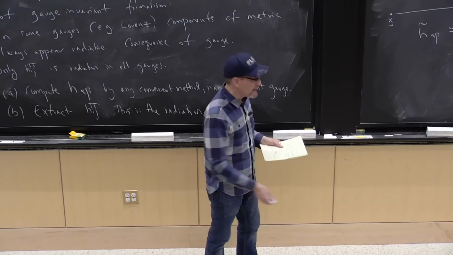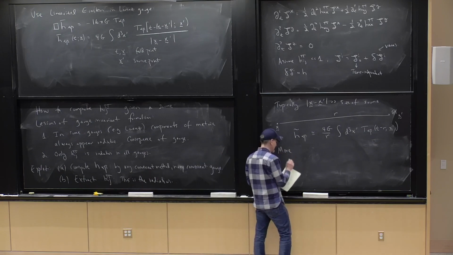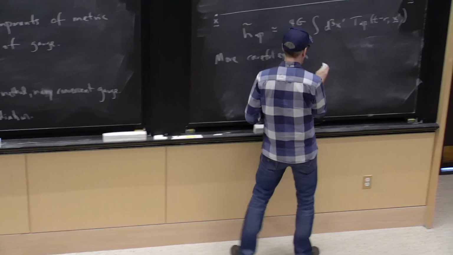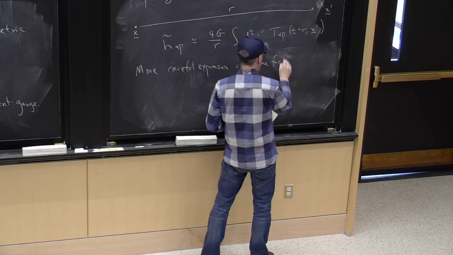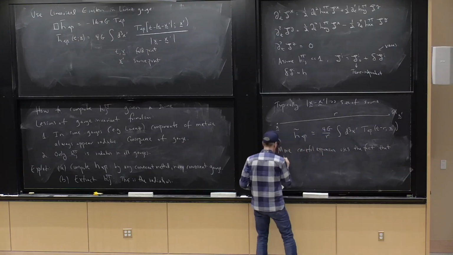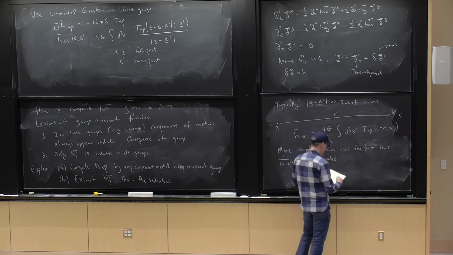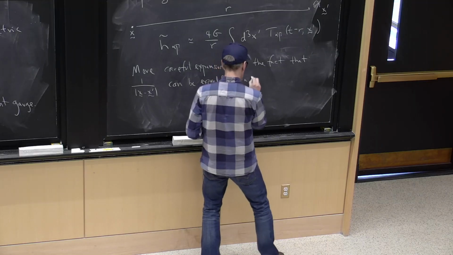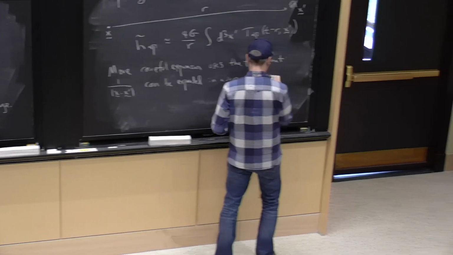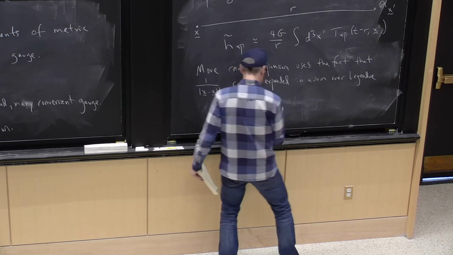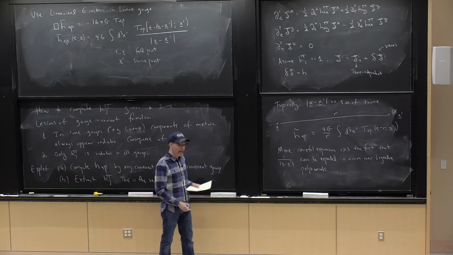If you like, you can refine this. There's a more careful expansion, and if you've done any electrodynamics, you should be familiar with this. It uses the fact that 1 over x minus x prime can be expanded in a sum over Legendre polynomials. If you do that, you can introduce refinements to what I'm about to derive right here. What this does then is it defines a multipolar expansion.